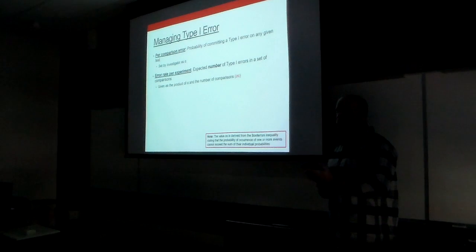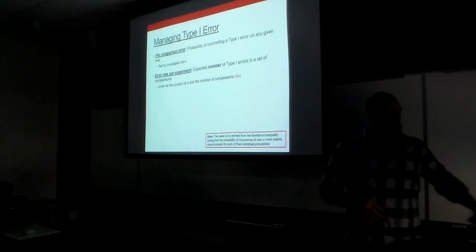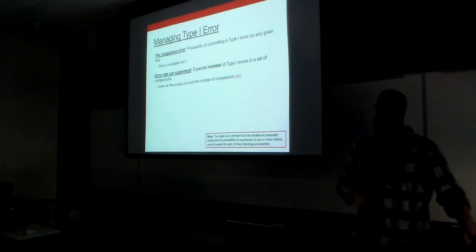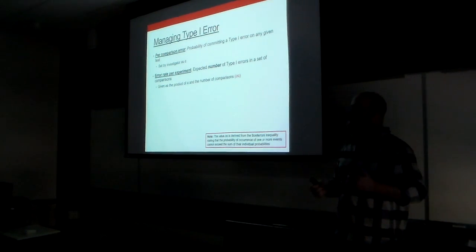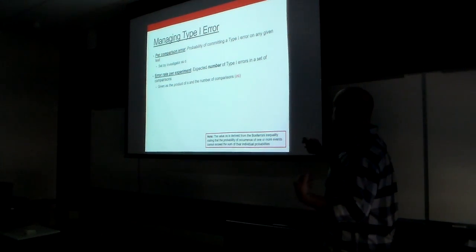0.05 times 164 is 8.2. A little over 8 of those I would expect, just based on error rates, to be type 1 errors, right? Just given the massive amount of tests that you've gone through and run, okay?